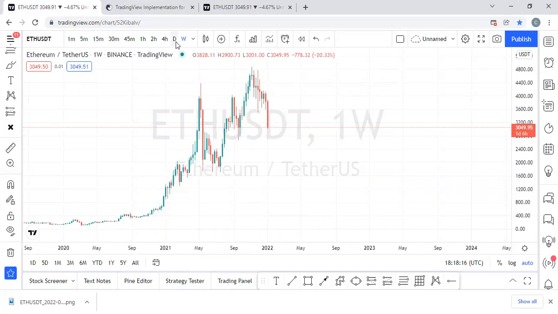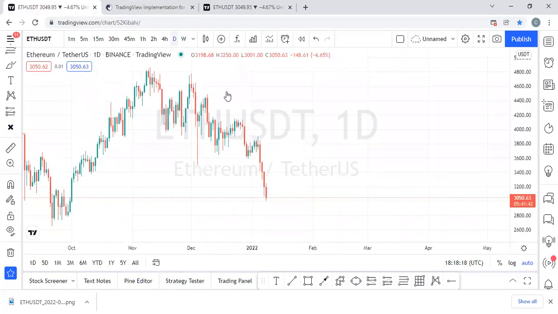So now let's go to daily, right? Each candle here represents a day. That means this candle you see here was yesterday. This is today's candle. This was the day before yesterday. This was a few days ago, and each candle here represents a day, right? And you can see that there are fewer. As you go bigger, it gets fewer, right?